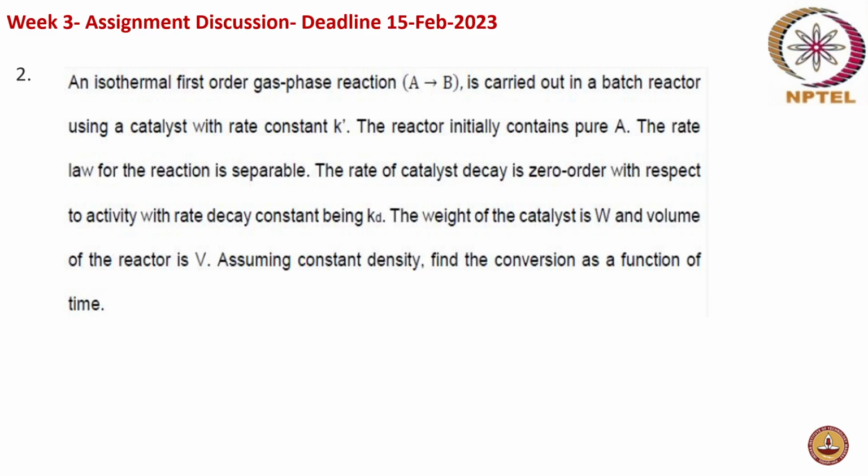The second question was such a question. An isothermal first order gas phase reaction where A gives B is carried out in a batch reactor using a catalyst with rate constant K prime. The reactor initially contains pure A. The rate law for the reaction is separable. The rate of catalyst decay is zero order with respect to activity, with decay constant Kd. The weight of the catalyst is W and the volume of the reactor is V. Assuming constant density, find the conversion as a function of time.